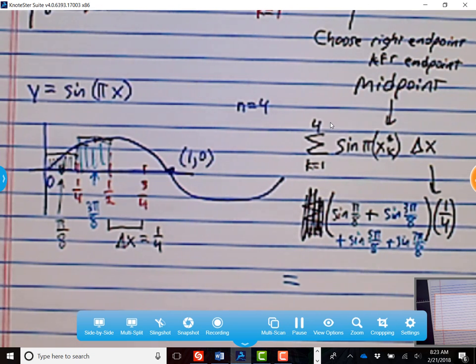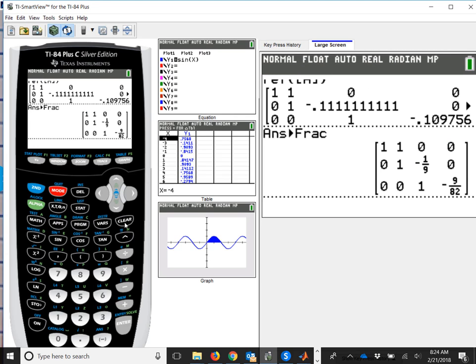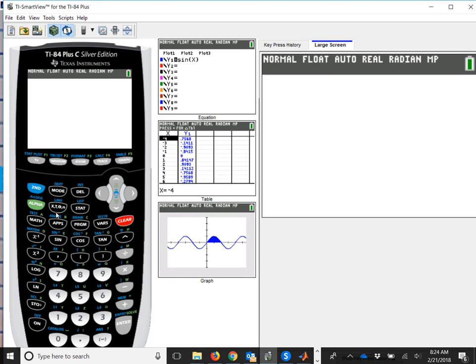All right, so let's do some of this on the calculator. So if I go to the calculator, and go to the home screen, clear this out, I've been doing linear algebra. Here we go. So we'll do the sine of pi over 8 plus the sine of 3 pi over 8, right? Plus the sine of 5 pi over 8.